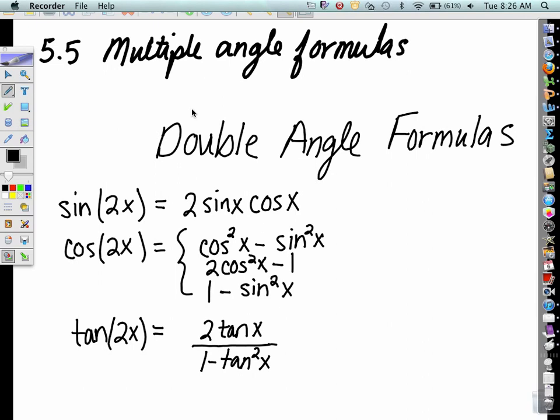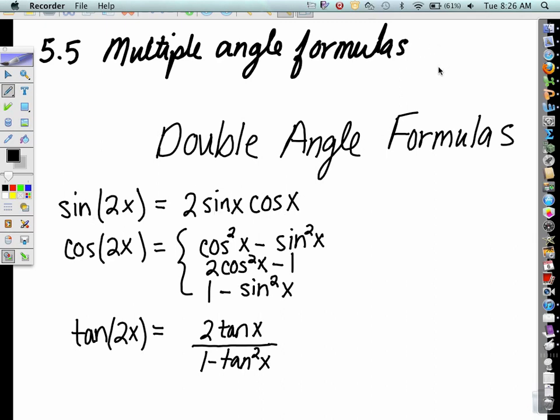You might want to write these down, so pause the video and find a little bit of space at the top of your page, or if you have another notebook that you're writing down formulas. But we've got the double angle formulas. These formulas are true for sine of 2x, which is equal to 2 sine cosine. These are equal to each other.